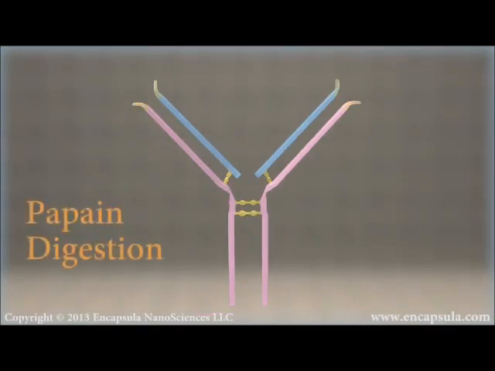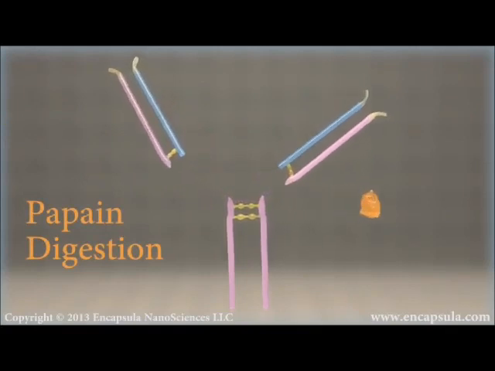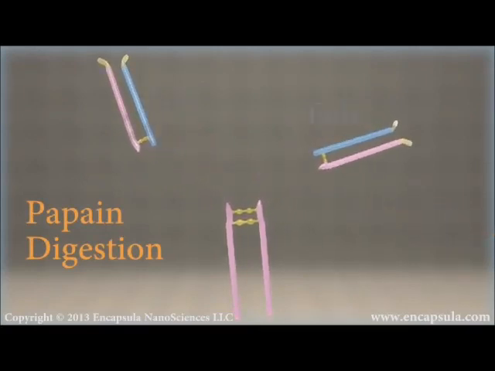Papain is a thiol endopeptidase. When immunoglobulin G molecules are incubated with papain in the presence of a reducing agent, 1 or more peptide bonds in the hinge region are split, producing 3 fragments of similar size, 2 Fab' and 1 Fc.